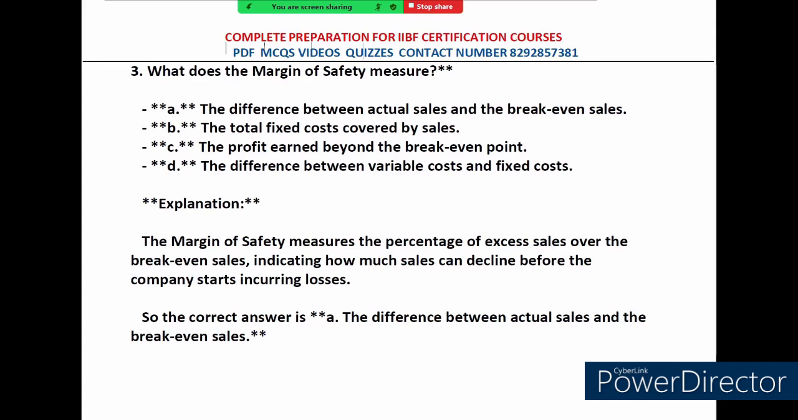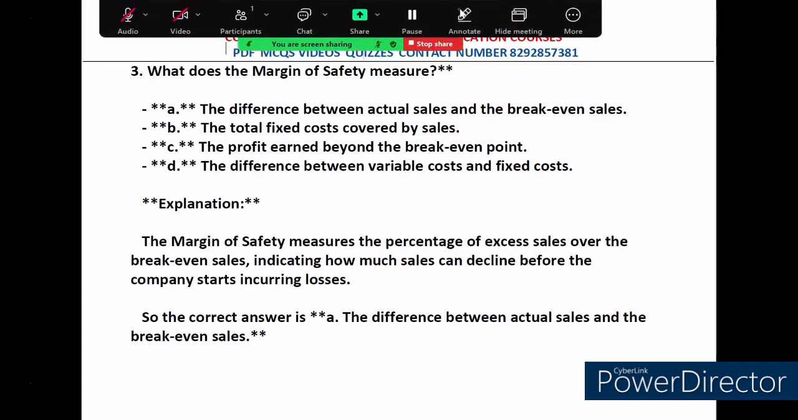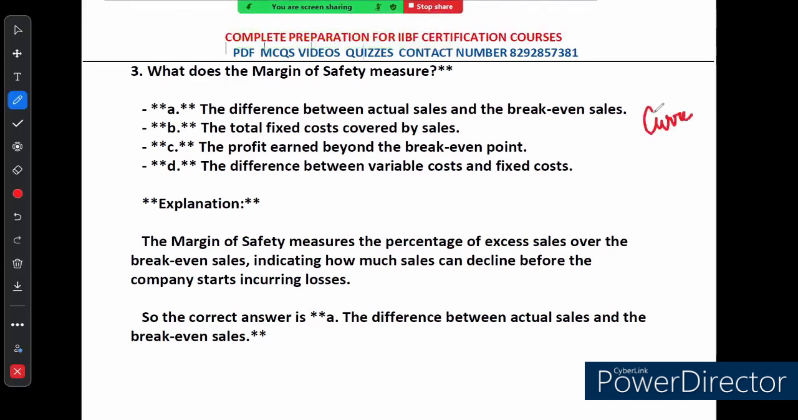Margin of safety tells you how much your current sale exceeds the break even point. Right? Suppose this is your current sales level, and this is your break even point level. Right? So essentially it measures how much sales can drop before the business starts incurring loss. Option B says the total fixed cost covered by the sale. This is wrong. This sounds close, but it's actually not what the margin of safety is.